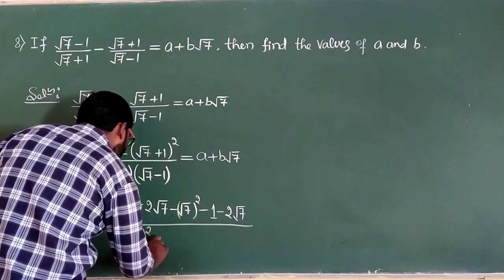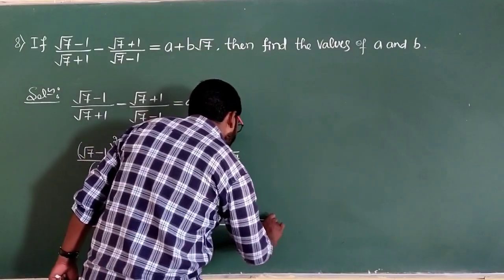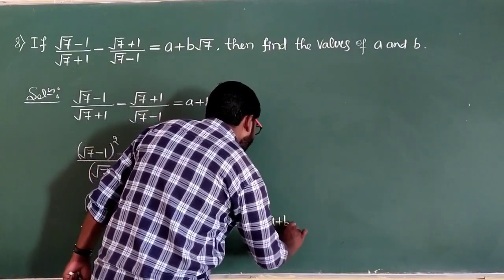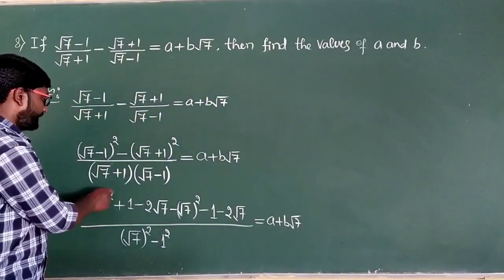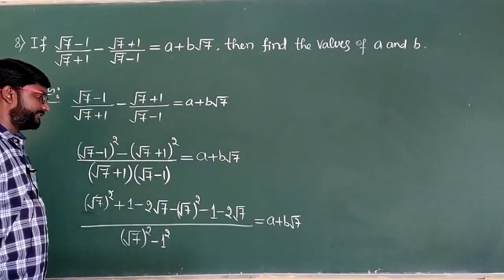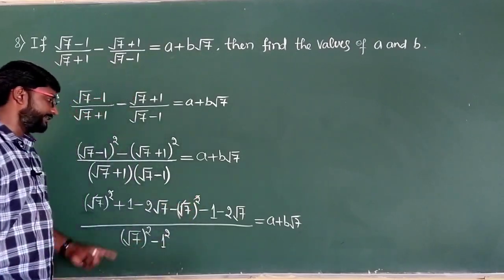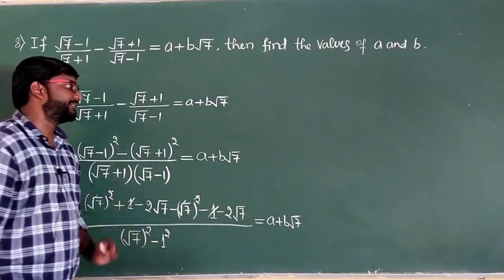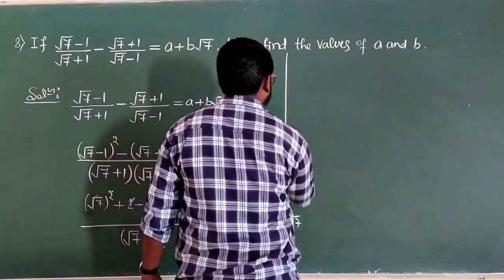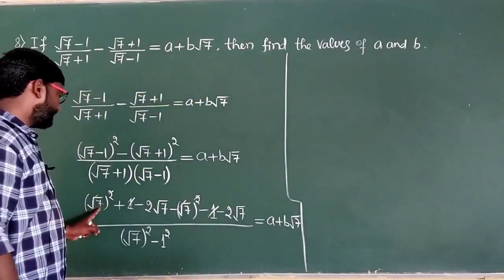Root 7 the whole square minus 1 square, which is equal to a plus b into root 7. So now see here, square and root get cancelled, and here also square and root get cancelled, and then plus 1 minus 1, these two get cancelled. Write the remaining term now. So here we have 7.